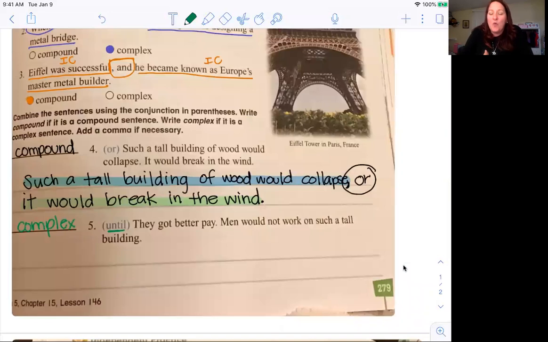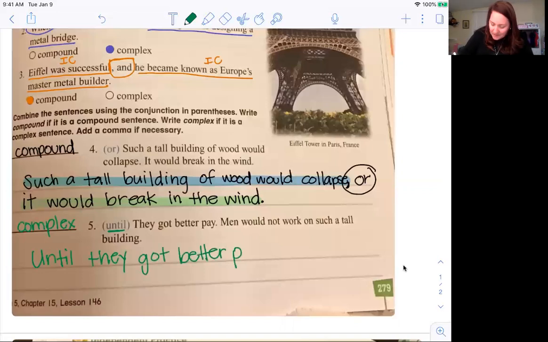Okay. So we have they got better pay and we have men would not work on such a tall building. Where should that until go? Should we say they got better pay until men would not work on such a tall building? Probably not. How about until they got better pay, comma, men would not work on such a tall building? Does that make sense? That makes much more sense. So let's write that. Until they got better pay, excuse me, comma, men would not work on such a tall building.